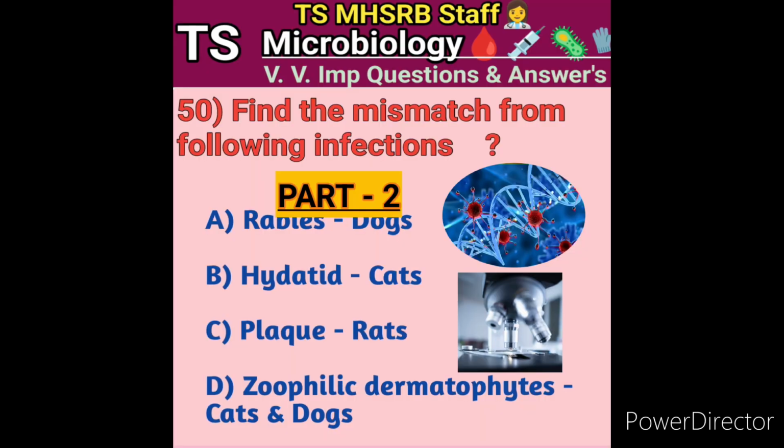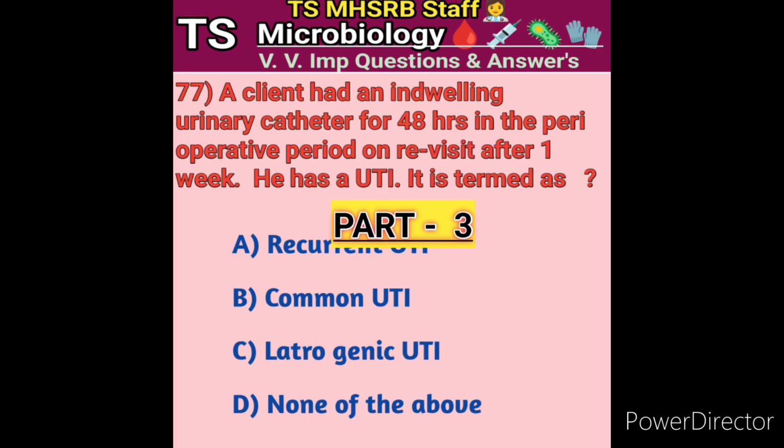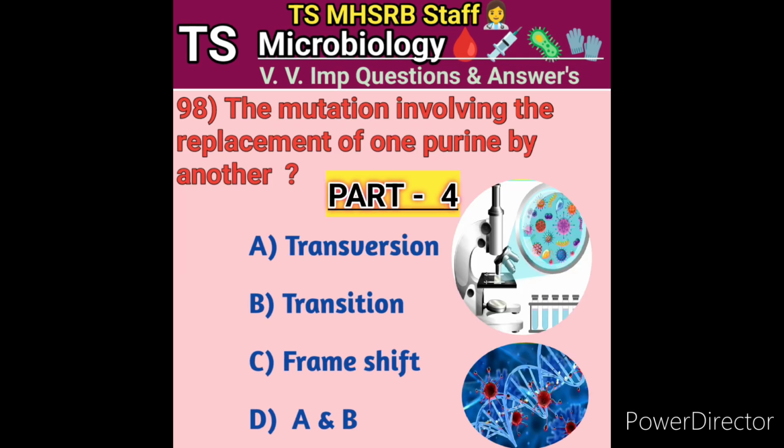In part 2, we finished questions 21 to 50. 30 questions we discussed in part 2 video. Next, part 3 related to the microbiology. In part 3, we continued from question 51 to 70. 30 questions we discussed in part 3 video. Now, in today's class we are going to discuss question numbers 81 to 100. In this video, we are going to discuss 20 questions in detail.